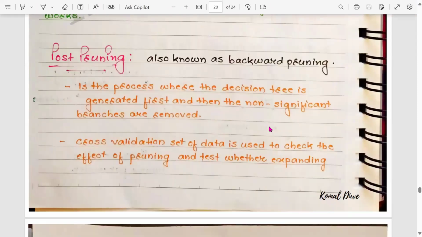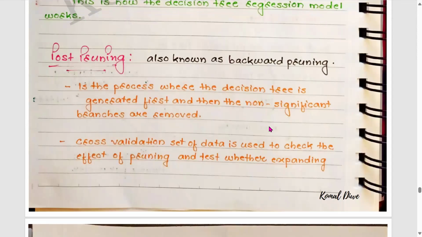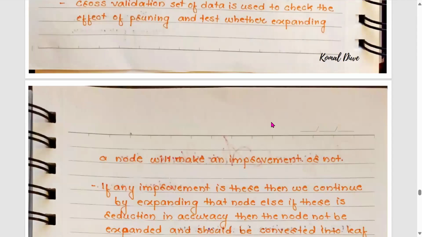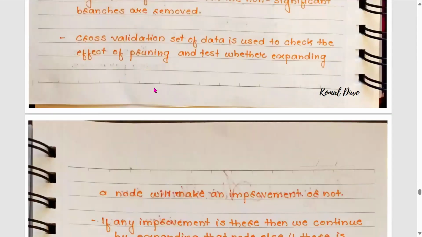That means a cross validation set of data is used to check the effect of pruning and test whether expanding a node will make an improvement or not. Second point tells us the same.